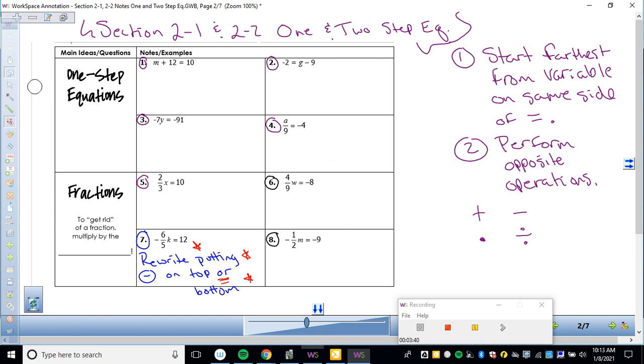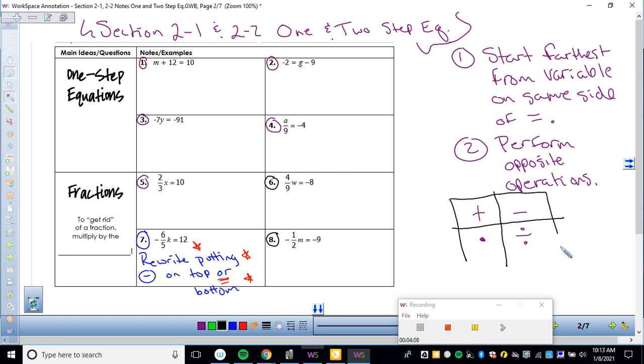And what I'd like you to write down from this slide is when we do start to solve equations, here's the way we generally approach it. We start furthest from the variable on the same side of the equals, and then we perform opposite operations. If we see adding, then we subtract. If we see multiplying, then we divide. These are the opposite operations, add and subtract, multiply and divide.